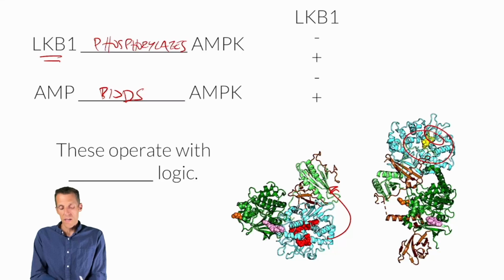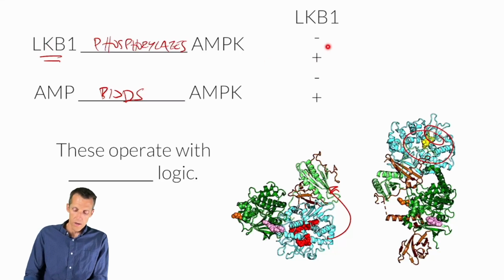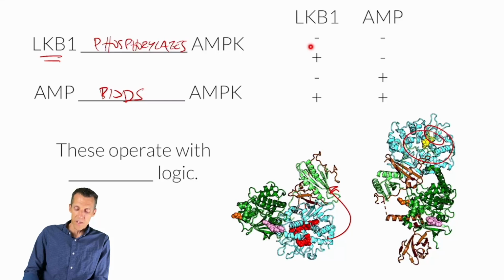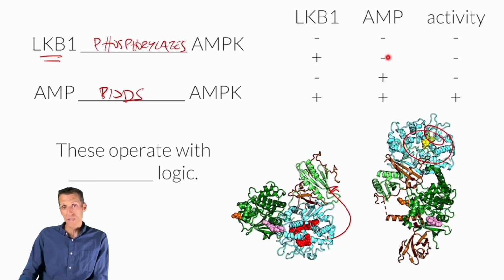So let's think about it this way. When we have this molecule around, or not around, we could think about it, there's two possibilities. It's either not around or it's around. And we can think about with AMP, it's either not around or it's around. And so this is all binary combinations of those. So if it's neither phosphorylated nor AMP around, it's going to be off, right? And if it is phosphorylated but there's no AMP, it's going to be off. If it's not phosphorylated and there's AMP, it's going to be off. But if you have both of these together, phosphorylation and AMP, it's now on. So from a logic perspective, these operate with AND logic.